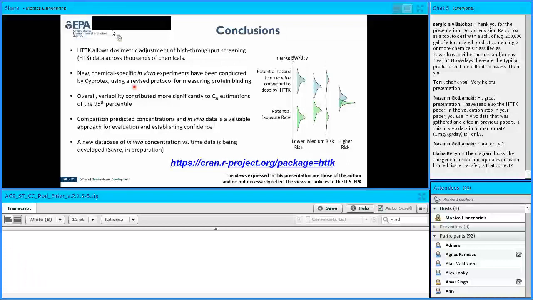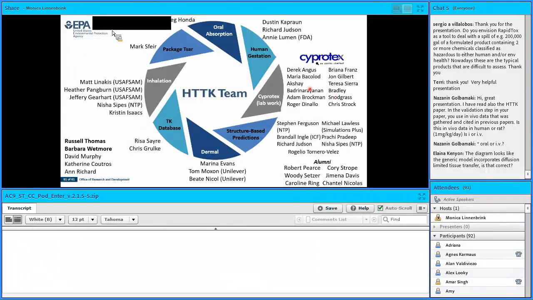Overall, in our new analysis where we compared uncertainty and variability, variability was still the big driver of the distributions, that 95th most sensitive population, but uncertainty can sometimes matter. In particular, as we develop new models, we really need to compare predictions versus observations. That's where this new database of in vivo concentration versus time data being developed by Reza Sayre and Chris Krolke is going to be absolutely essential. It will be a public database, and we are hoping, if it's a public repository, to entice other people to contribute data to it.